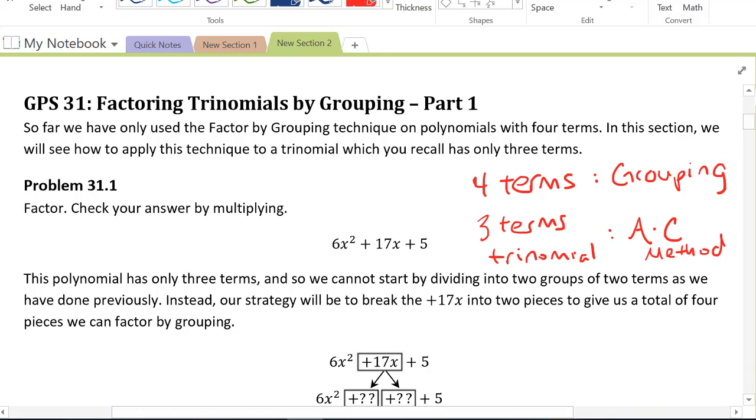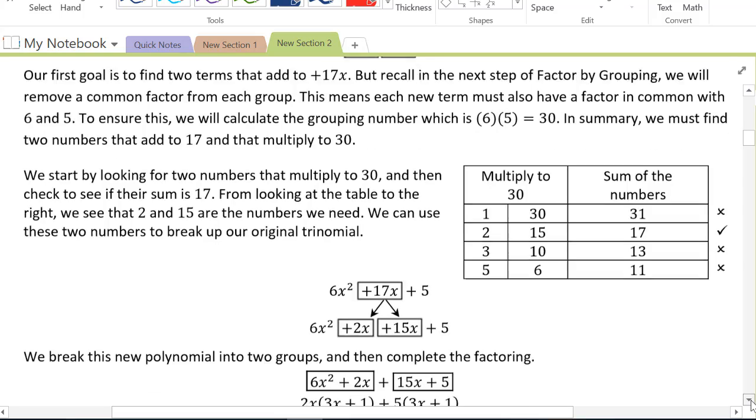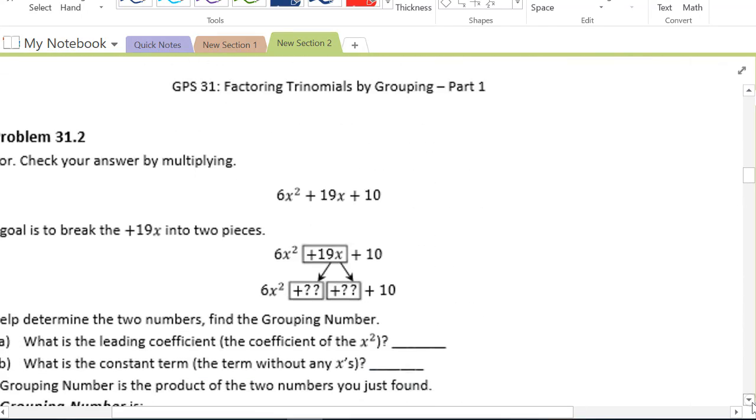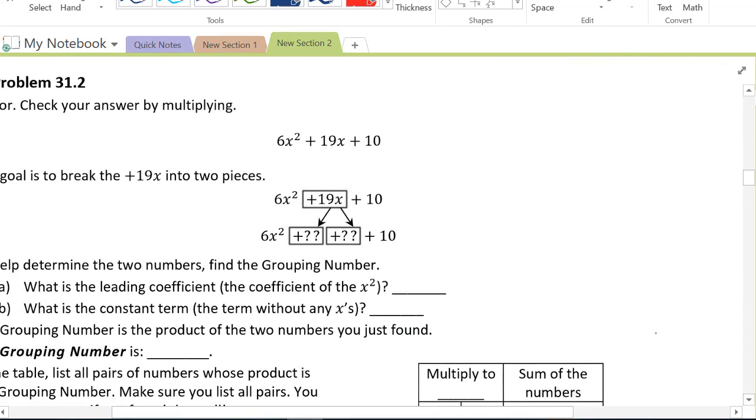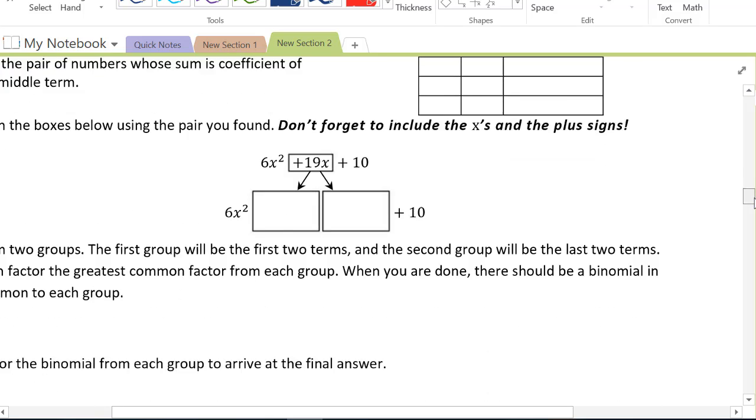All right, let's look at another example here. So this trinomial, what is a here? A is 6, right? And what's b? B is 19. And what's c? C is 10. So just be able to identify a, b, and c for now. Let's look at another example.